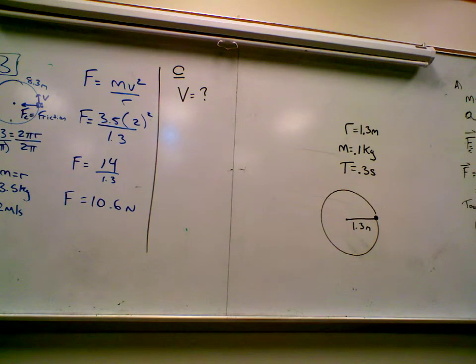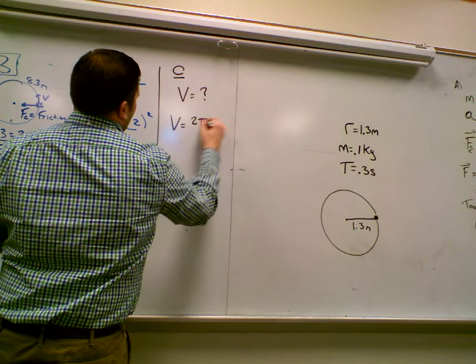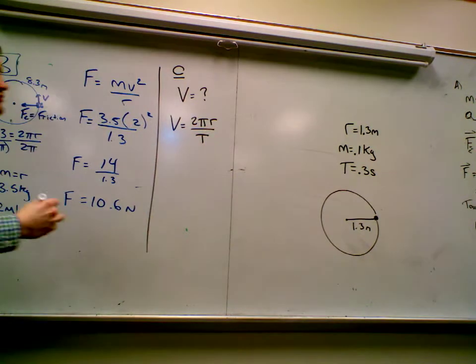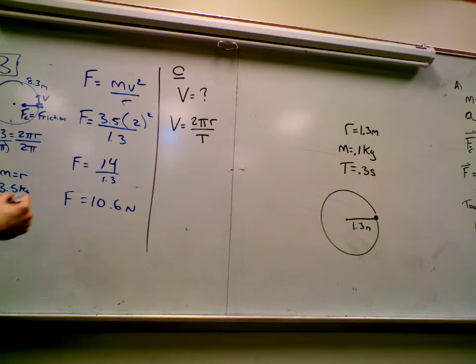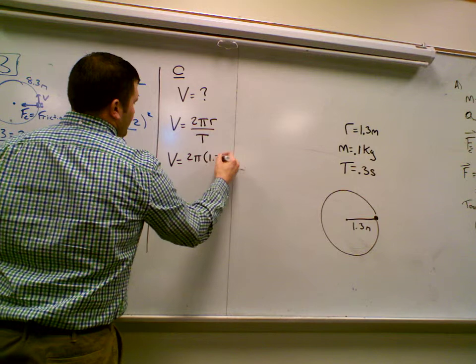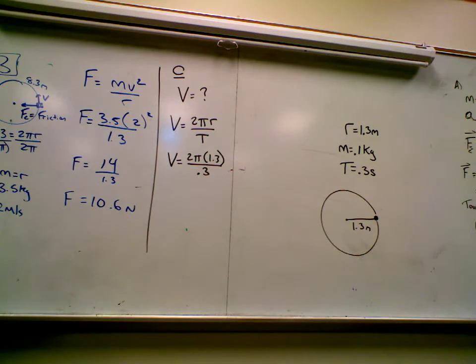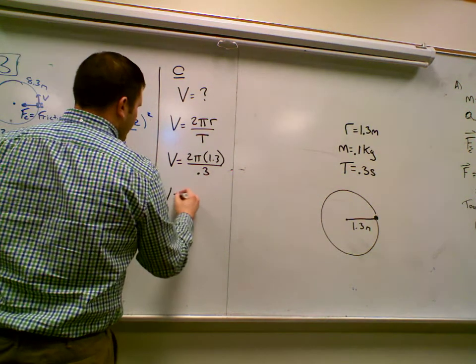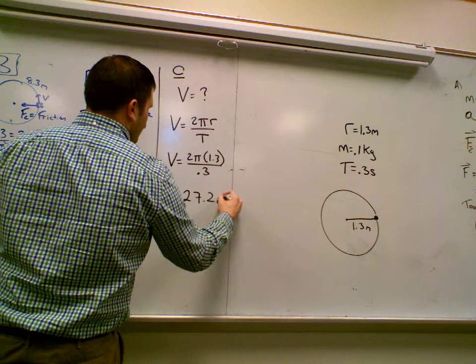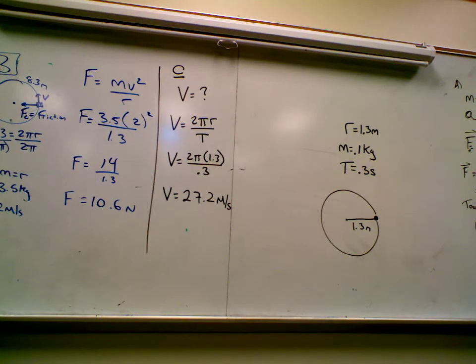The first equation. Velocity equals 2 pi r over t. What do I plug in? 1.3 is r, so 2 pi times 1.3 divided by 0.3. Perfect. What does that equal? 27.2. That Viking is getting that rock swinging around that circle.